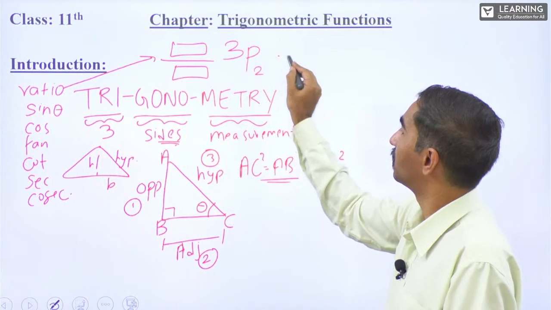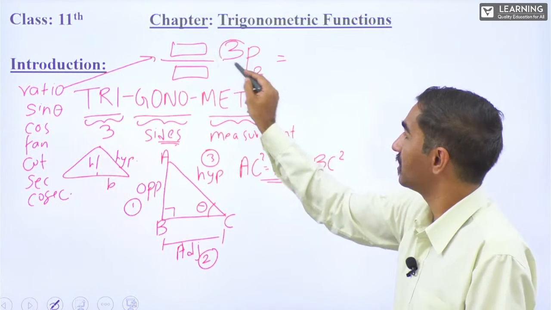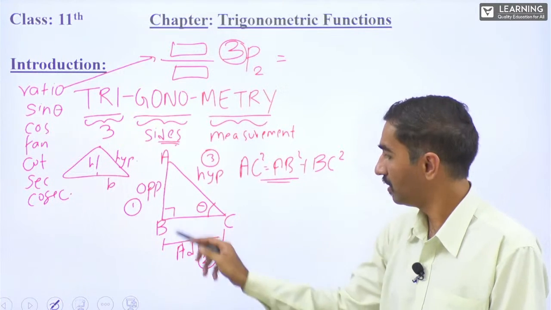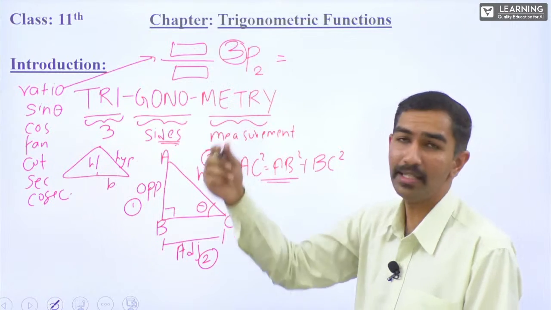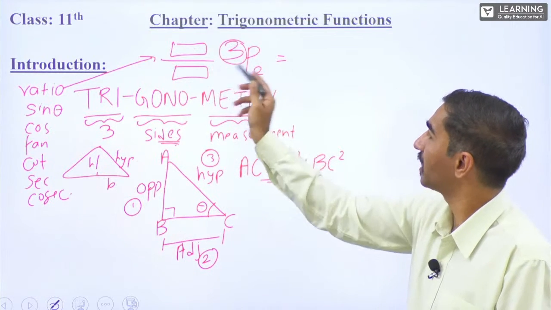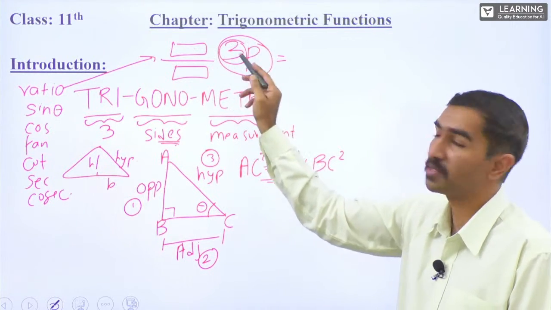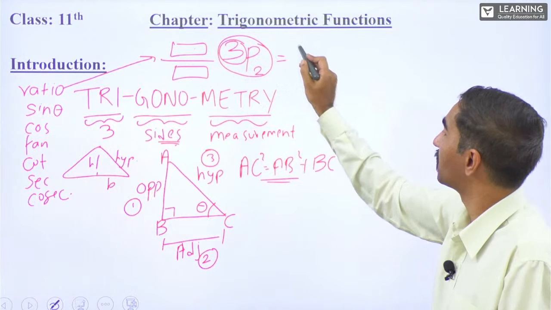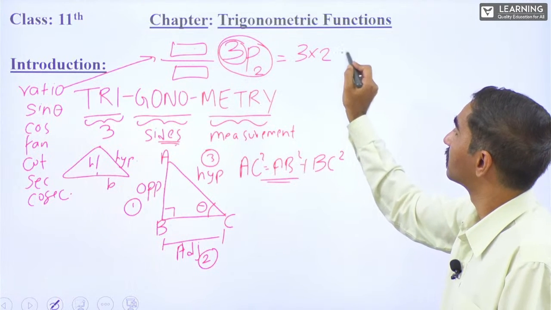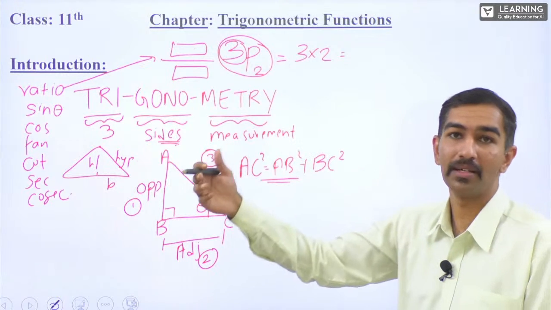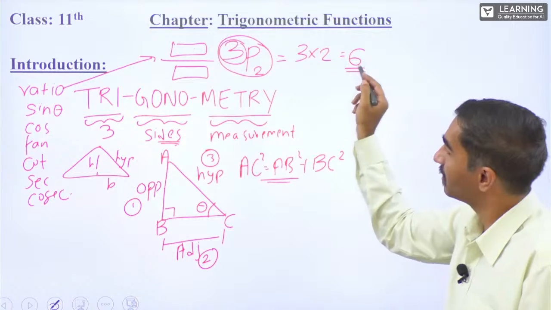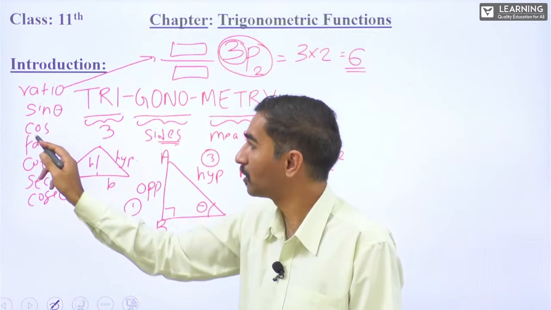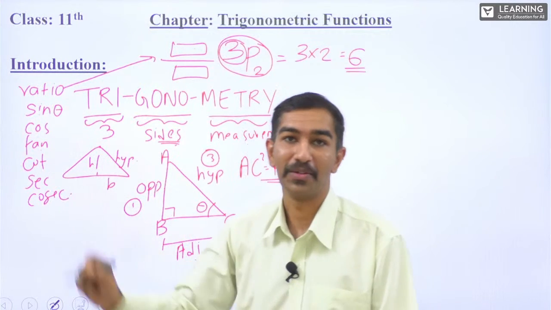3P2 means out of the 3 sides of a right angle triangle, we are going to fill any 2 sides here and here. How do we write that mathematically? 3P2, an arrangement. What is 3P2, students? 3 into 2. You will be studying this in further classes; I am just explaining. 3 twos are 6, so that is the reason we have 6 ratios here: sine, cos, tan, cot, secant and cosecant.